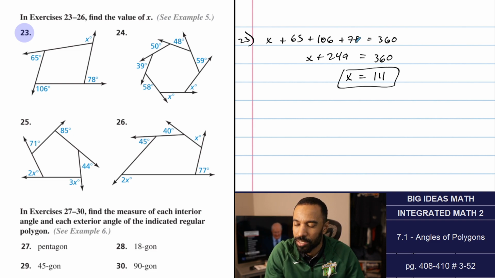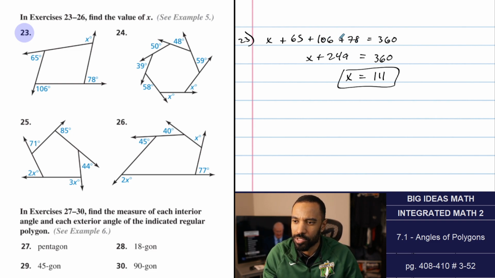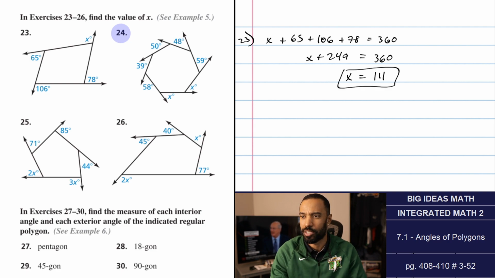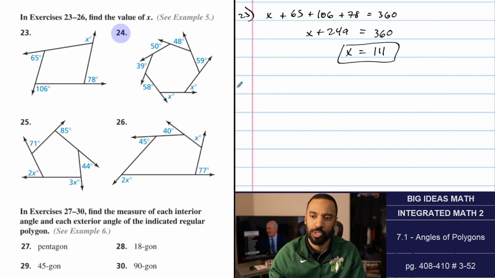Let me double check that. 65 plus 106 is 171, plus 78 is 249. Yeah, 111, okay. Maybe it's not drawn to scale, or maybe I don't see my scale right. No more predicting. You stop predicting. All right, these add to 360 again, number 24.